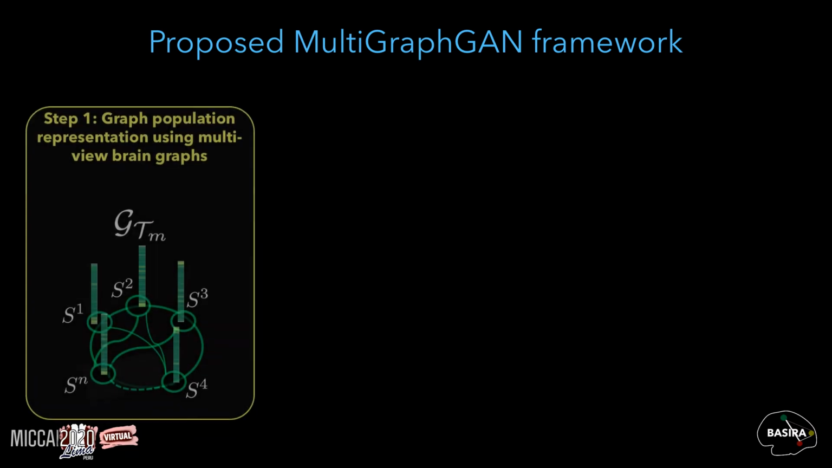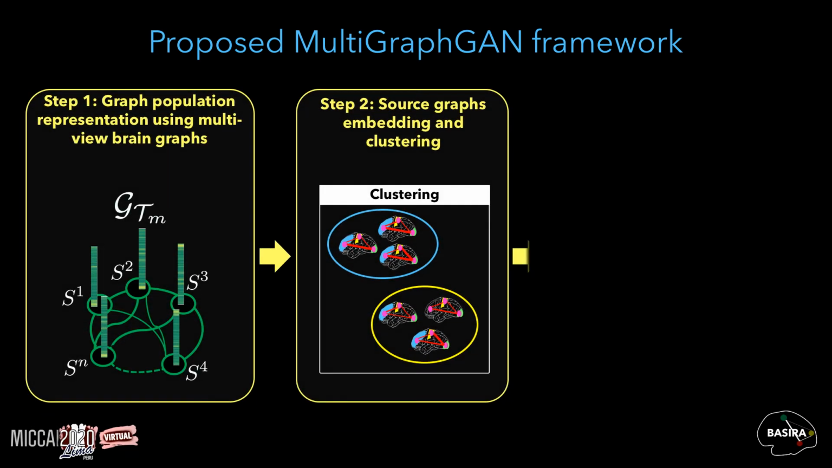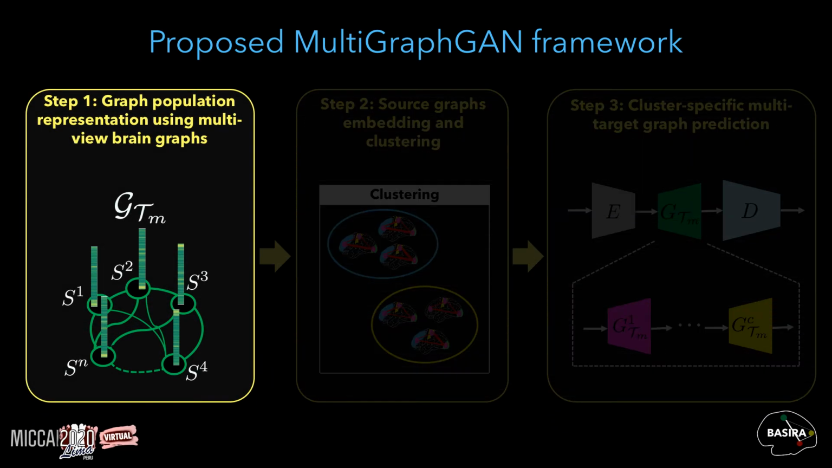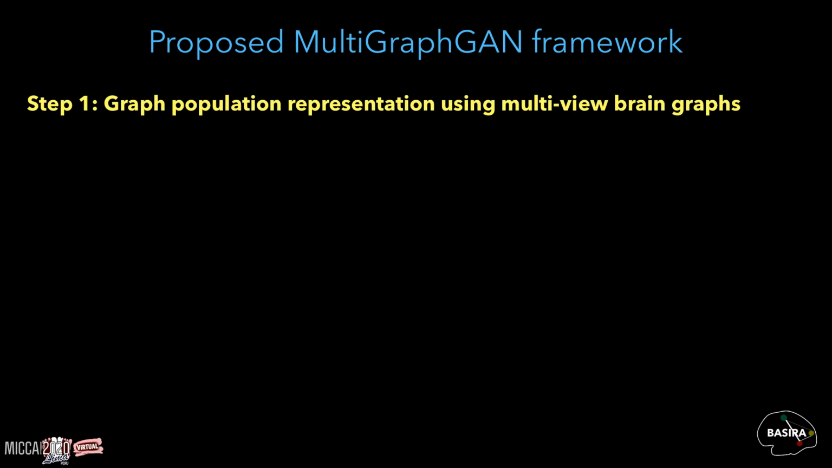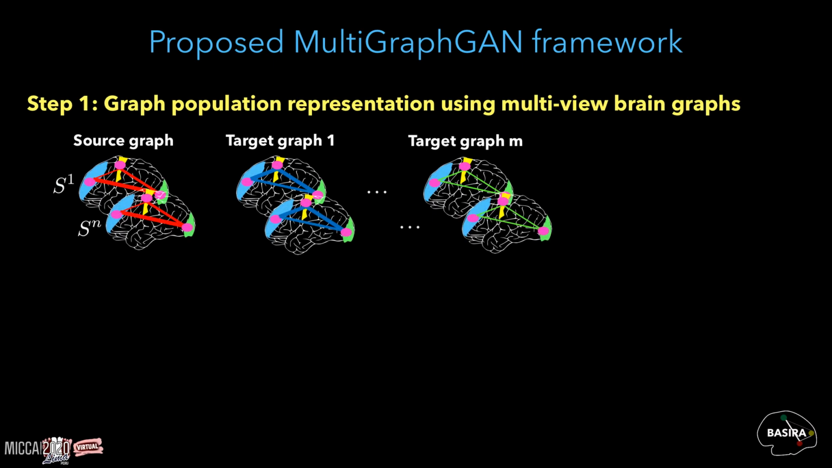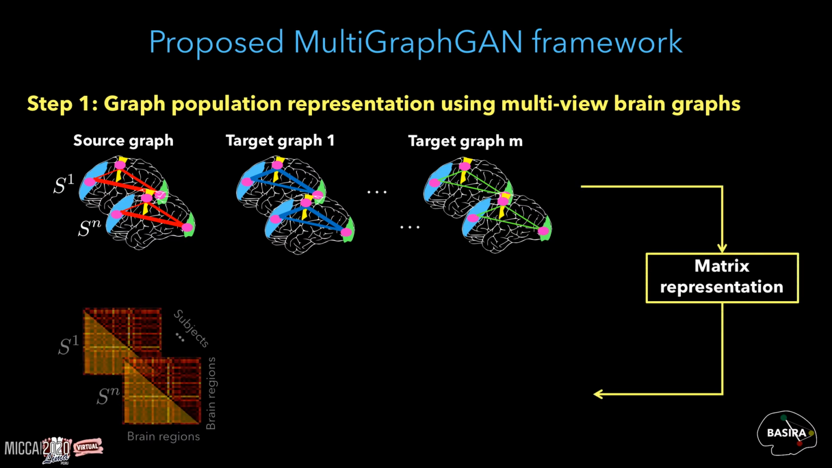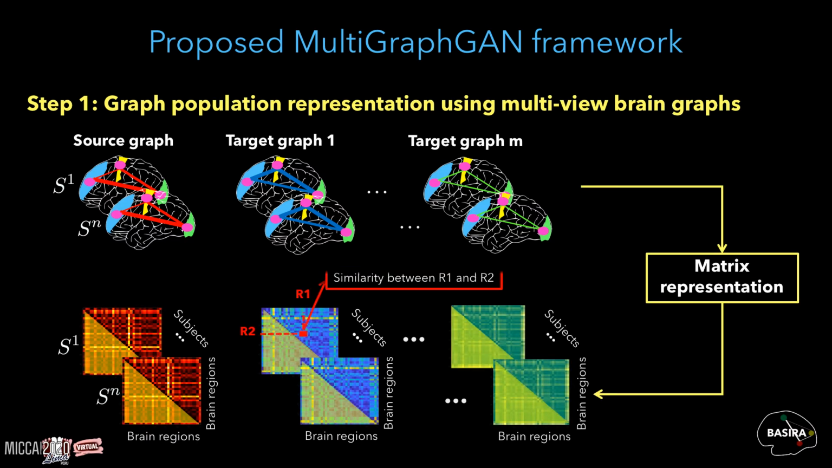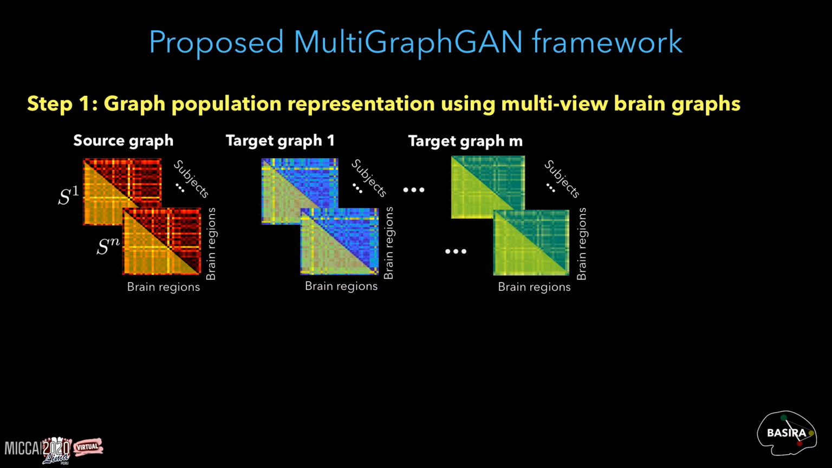Here I give an overview of the main steps of our proposed method. Let's start with the first step where we represent our multi-view brain graphs by a single graph population. Each subject is represented by one source brain graph and m target graphs, where each graph is encoded in a symmetric matrix whose elements measure the similarity between two brain regions.